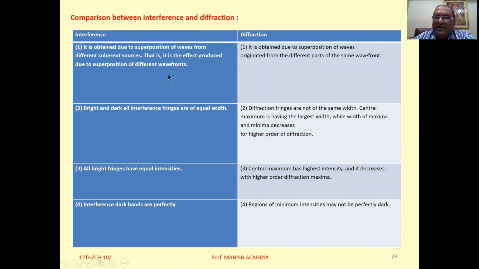See, interference that is obtained due to superposition of waves which are from the coherent sources.